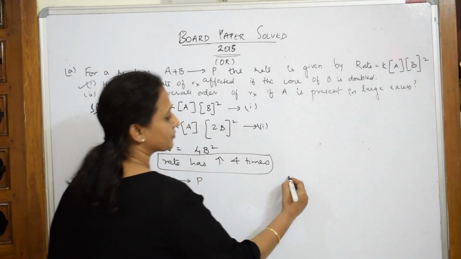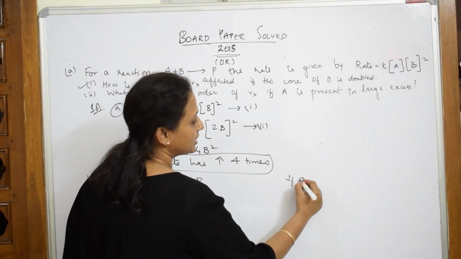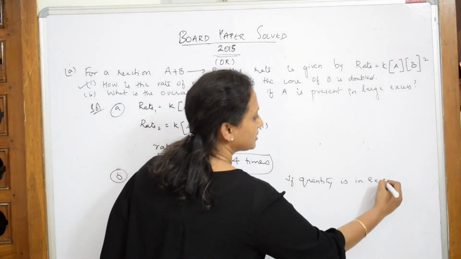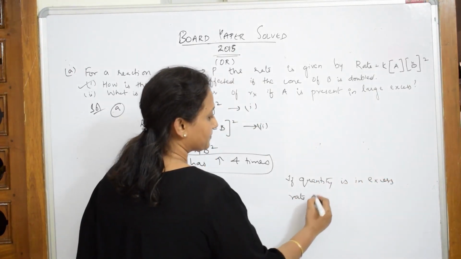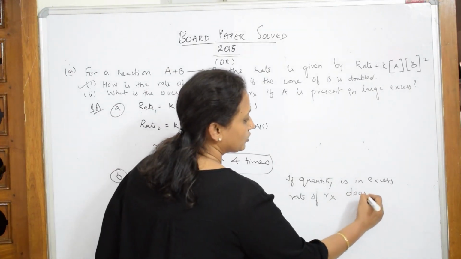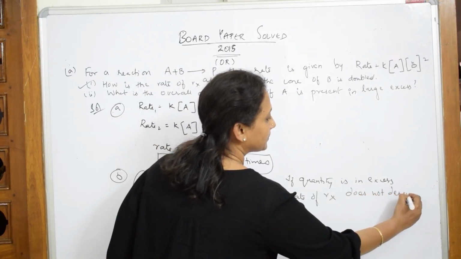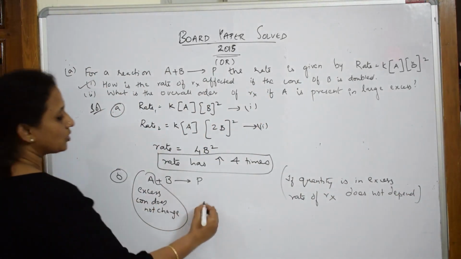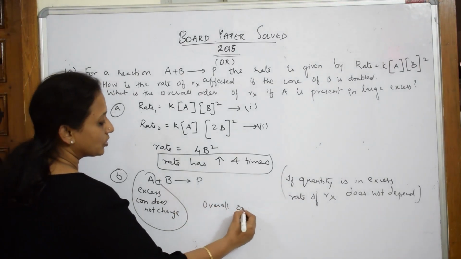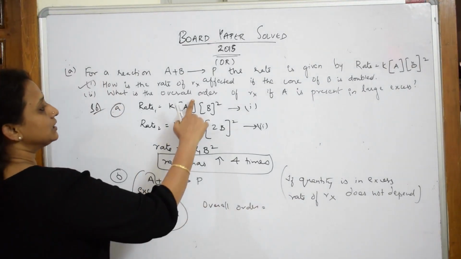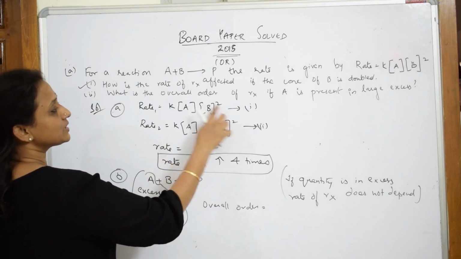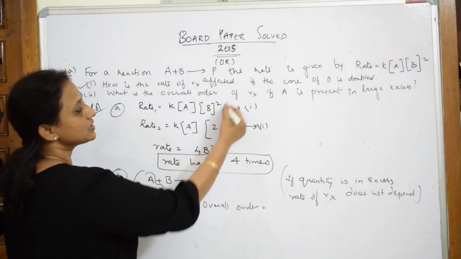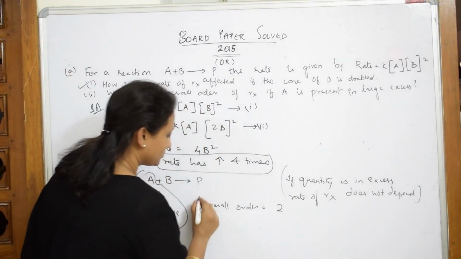So let us write: if a quantity is in excess, the rate of the reaction does not depend on that. Remember this. If they've given an excess, forget about that. Now, what is the overall order? When I say overall order of the reaction, what is order? Basically, the addition of the powers, isn't it? But we're not considering A. So you only consider B. So the overall order is 2. This is your answer.